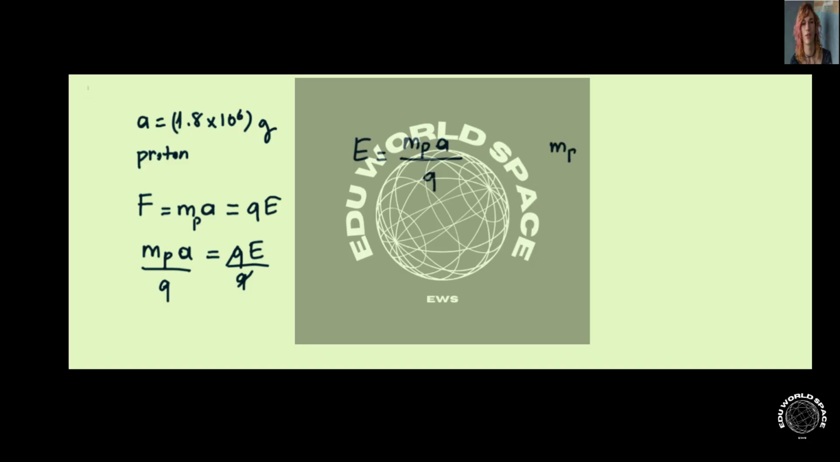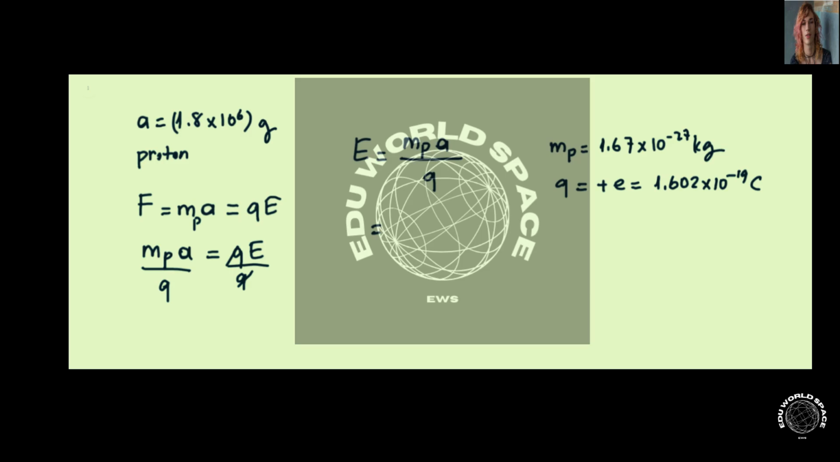Well, let's remember the mass of a proton is something you can look up: 1.67 times 10 to the power negative 27 kilograms. And the charge of a proton is what we call the positive e, which is 1.602 times 10 to the power negative 19 coulombs.